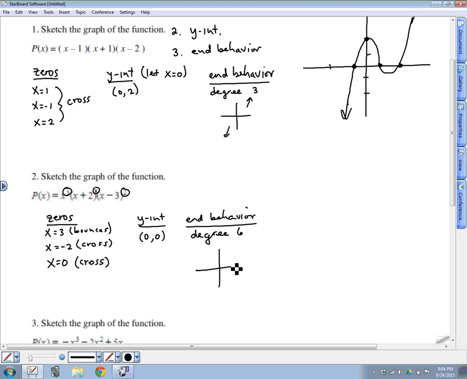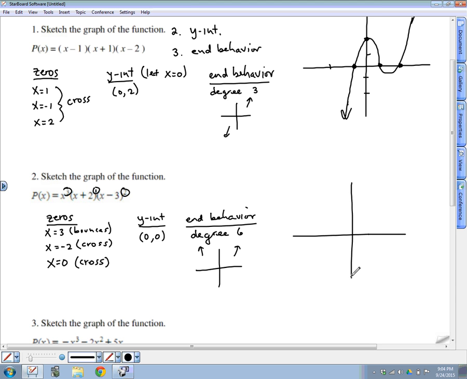Since it's even degree, the end behavior is going in the same direction. They're both either going up and up or down and down. Since the leading coefficient here is 1, it's a positive number. Both sides are going up. Left side's going up. Right side's going up.